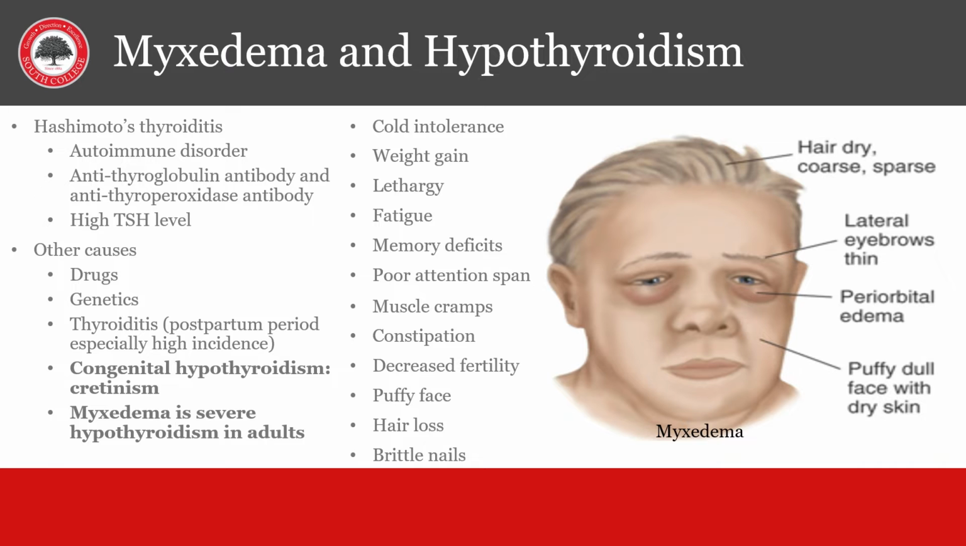Hypothyroidism is underactive thyroid disease, and primary is the most common cause. Hashimoto's thyroiditis is an autoimmune cause of this disorder. There are other causes too. Symptoms include cold intolerance, weight gain, lethargy, fatigue, memory problems, poor attention, puffy face, and hair loss, as well as some others. TSH will be elevated, and if Hashimoto's, then check antithyroglobulin and antithyroperoxidase antibodies. Treatment is to replace the thyroid hormone.